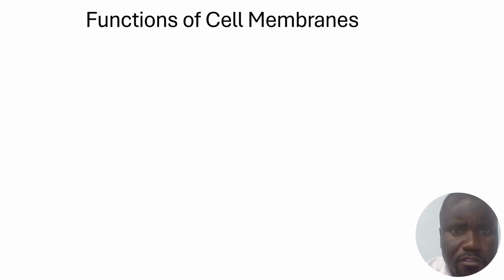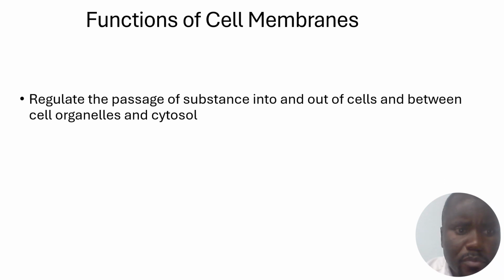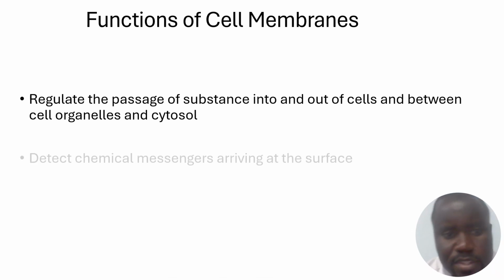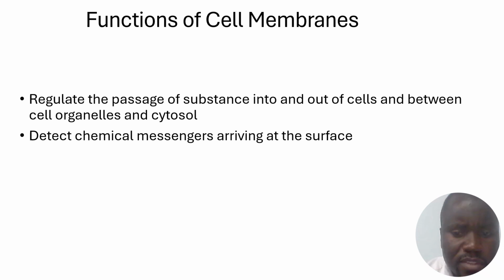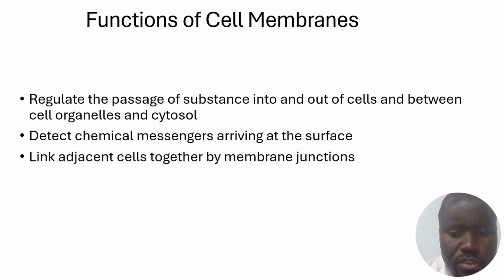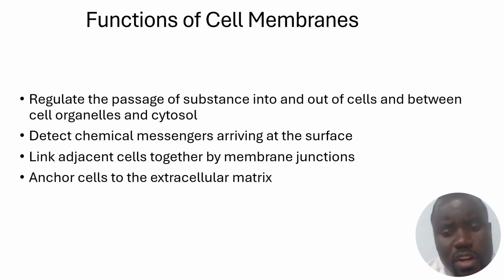So what are the functions of cell membranes? Cell membranes regulate the passage of substances between the outside and the inside, and the inside and the outside. The membranes are important for detecting chemical messengers arriving on the surface that can affect the cell in terms of function. The cells also link adjacent cells to each other through what are called membrane junctions. So what are these membrane junctions made up of? Membrane proteins. Then we also have membrane proteins forming anchors of cells to the extracellular matrix.